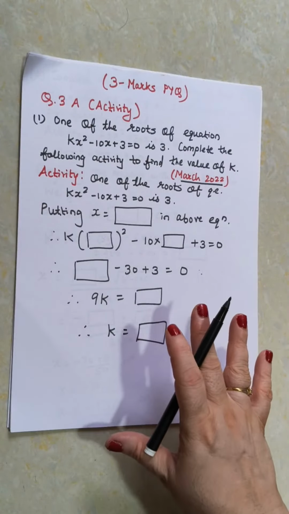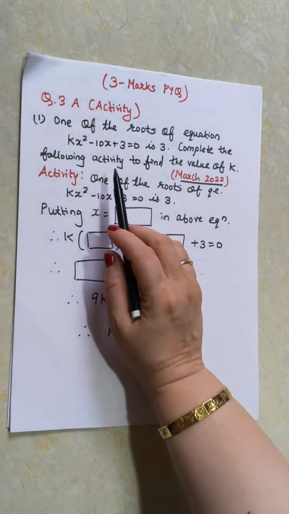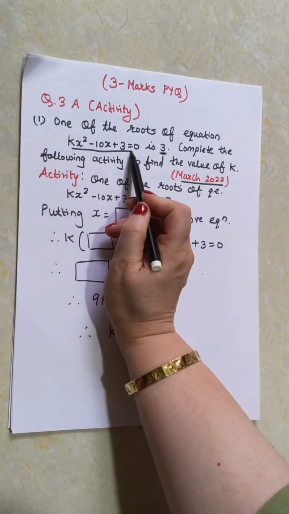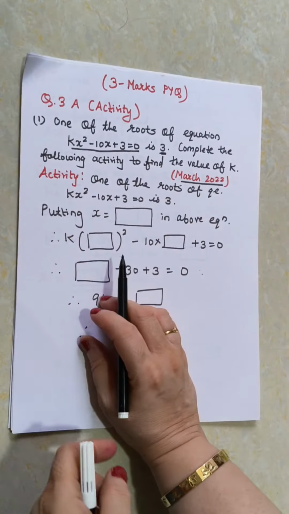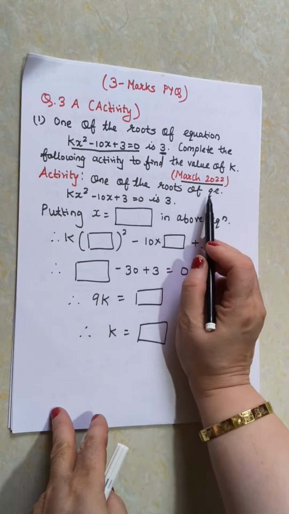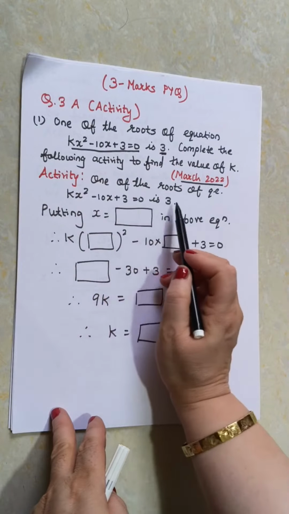These questions are rarely asked in question 3A for activity. So what is the root given? That is 3. And which is the quadratic equation? That is kx square minus 10x plus 3 is equal to 0. So one of the roots of the quadratic equation kx square minus 10x plus 3 is equal to 0 is 3.